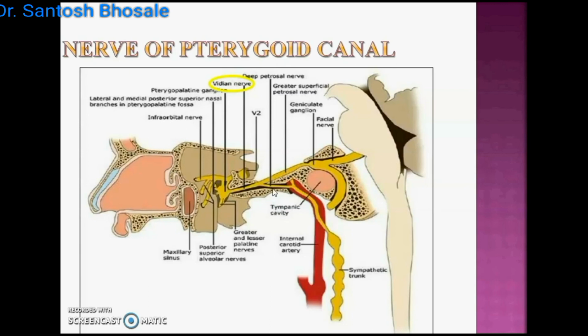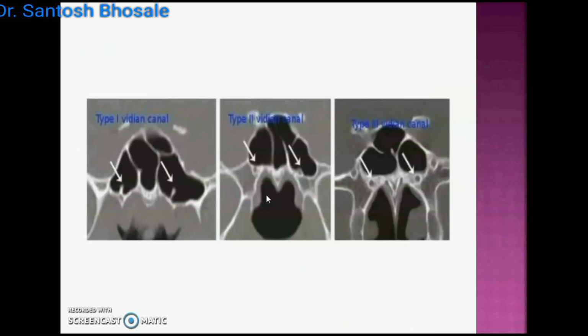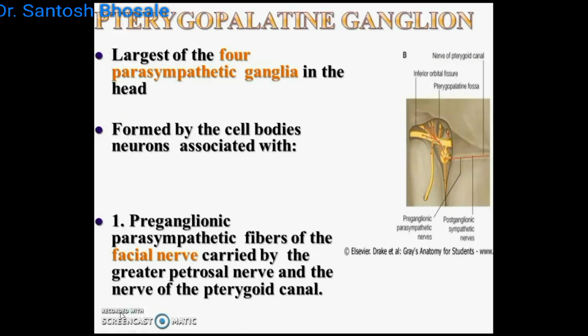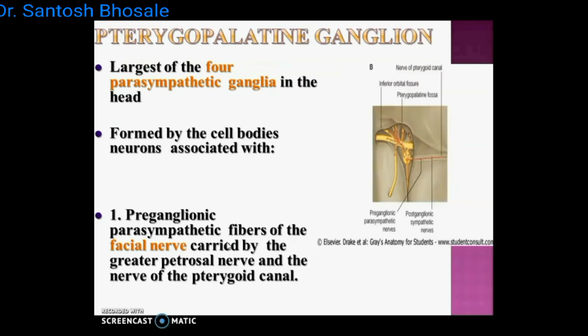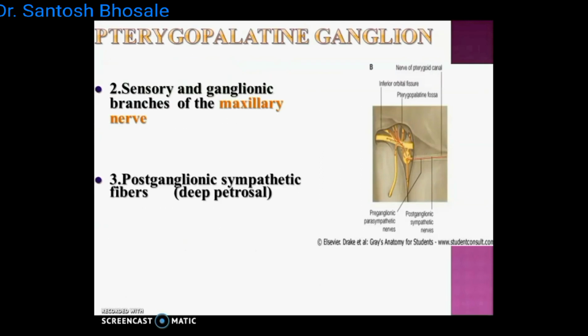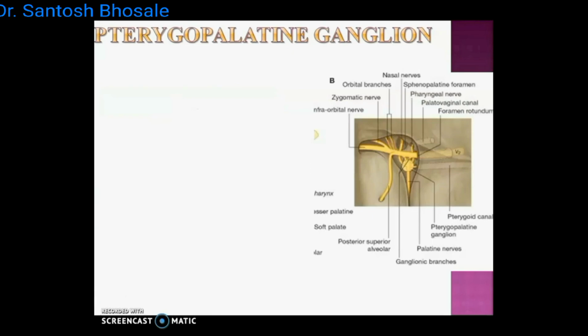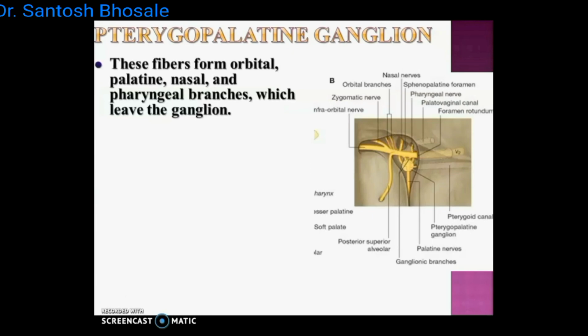You can see there, carrying the preganglionic parasympathetic fibers and sympathetic fibers to the pterygopalatine ganglion. It is one of the largest of the 4 parasympathetic ganglia, and the preganglionic parasympathetic fibers are derived from the facial nerve. Just now we have seen, carried by the greater petrosal nerve, and when the greater petrosal nerve joins the deep petrosal derived from the internal carotid plexus, it forms the nerve of the pterygoid canal, whereas the sensory and postganglionic fibers are carried by the maxillary nerve and its 4 important branches.